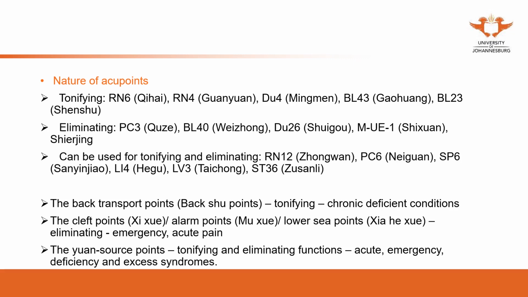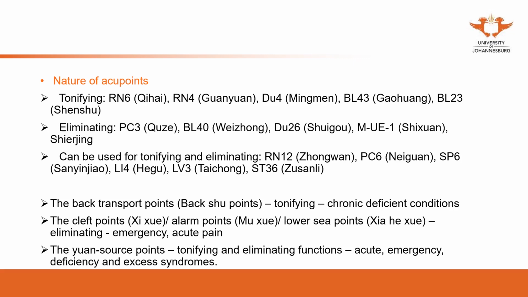And some points have two different functions, both tonifying and eliminating. Ren 12, Du 1, pericardium 6, spleen 6, large intestine 4, liver 3, stomach 36. These points are some points that you are going to memorize. In future, you can choose. These are the foundation of your treatments.